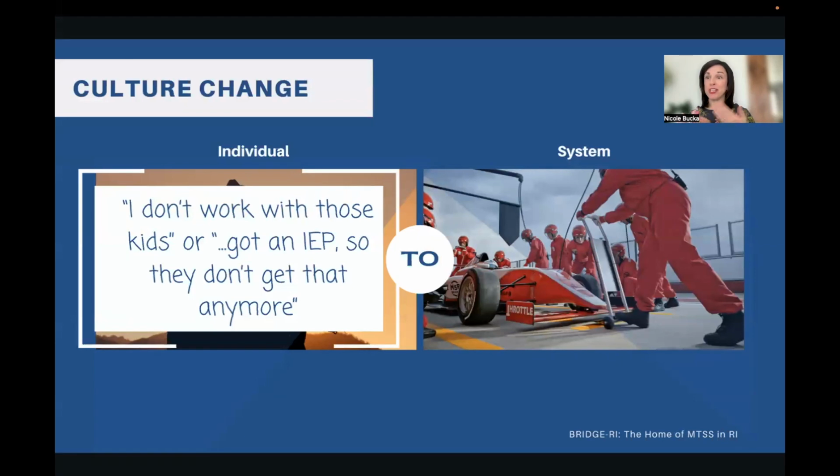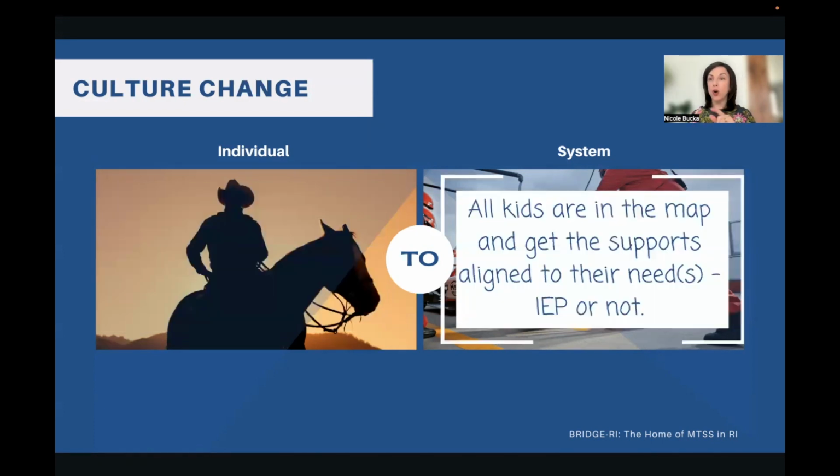Okay, so we just had another culture change, right? Sometimes when we enter buildings, roles like specialists and interventionists will say things like, well, I don't work with those kids. They're special ed, they go over there. Or kids get an IEP and all of a sudden we pluck them out of their intervention that's working. And we say, well, now that they get an intervention, they don't go over there. That's cowboy talk. What is pit crew talk? All kids are in the map. All kids get the supports aligned to their needs, IEP or not.